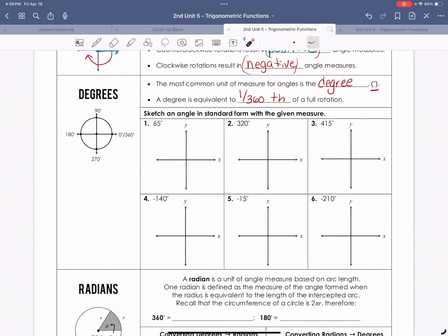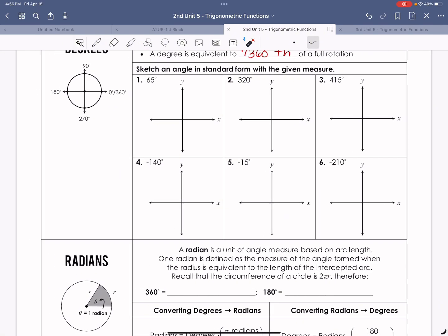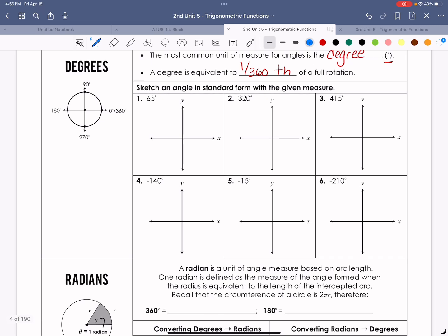Now what we want to do is look at these 6 problems and sketch an angle in standard form with the given measurement. We're not going to be exact, we're just trying to get an idea of where, mainly in what quadrant, these angles would be. First let's look at our circle over here to the left, and you see this point right here. This could either be 0 if that's where you're starting, or it could be 360 if you go all the way around. So this point has 2 names. Here's your 90 degrees, there's your 180, and there's your 270. We're going to use those degree measures to guesstimate where these would be.